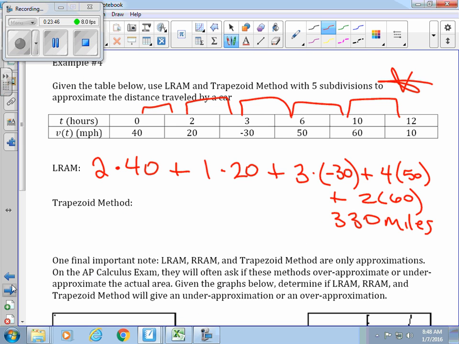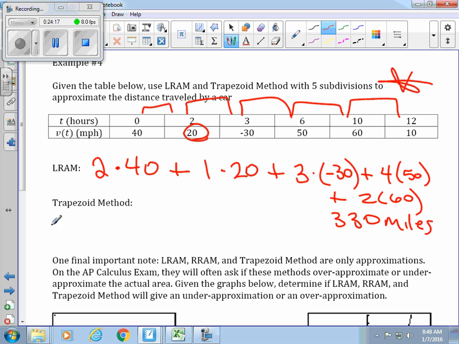So if you're doing the right side, instead of using 0, you would use what? 12. So you would do 2 times 20 plus 1 times negative 30. Does that make sense? Because this is a rectangle from 0 to 2, but you're going to use the right-hand height on the right-hand approximation.